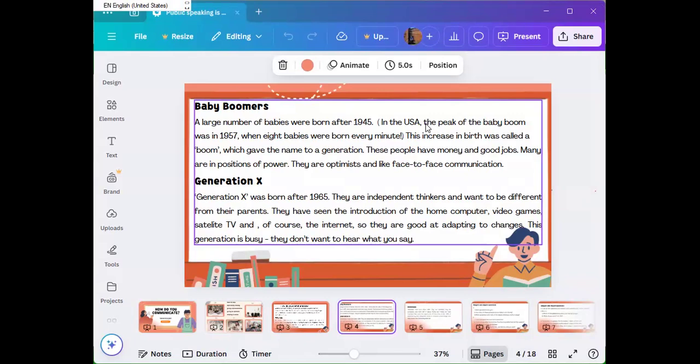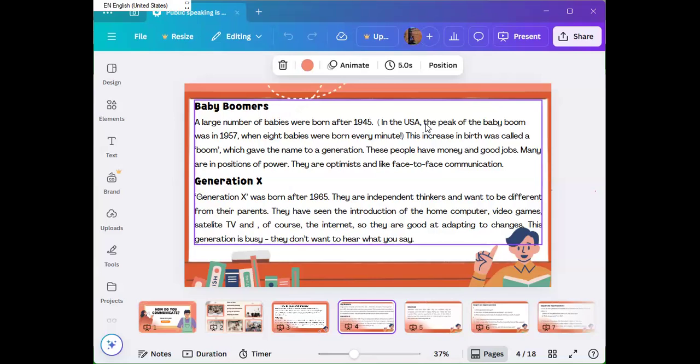So Generation X is a little bit familiar to us, and we have also heard about it according to our country's situation. We already know some kind of Generation X. So here is Generation X after the baby boomers, born after 1965. They are independent thinkers and want to be different from their parents.